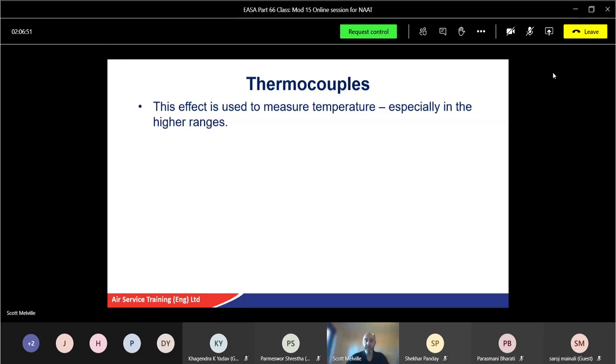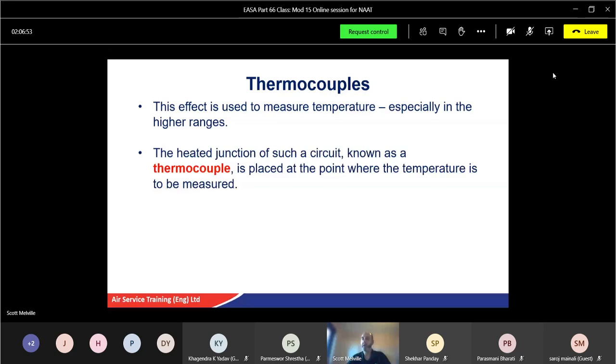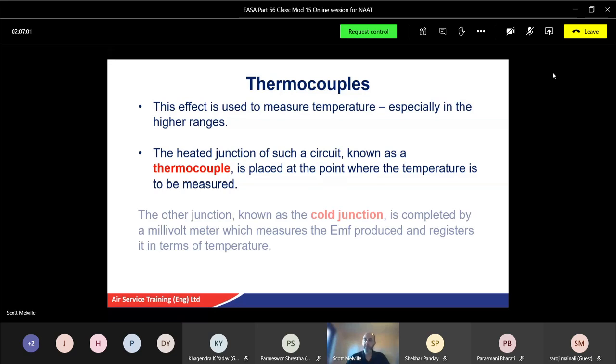The heated junction, again, is known as the thermocouple, and placed at the point where the temperature is to be measured. In our case, it'd be the exhaust gas coming out. And another junction, the cold junction, is measured in millivolts. So millivolts, a very small voltage, just enough to give a little flow of power. With the change in resistance of the thermocouple on two dissimilar metals, you'll get a circuit going round. Again, the voltage will change, and that will go through an amplifier, which will go to a gauge, and also your fuel control system. So that measures the EMF produced and reads it in terms of temperature.